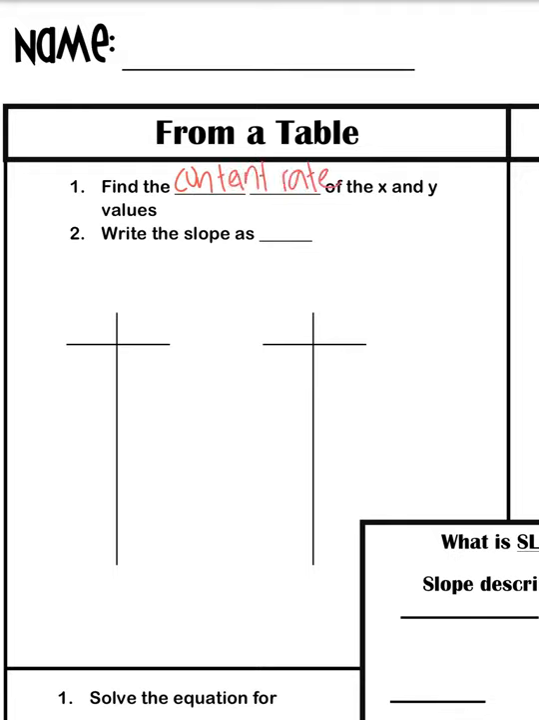We need to be able to find the constant rate of the x and y values. And the way we write this is we write the slope as y over x, where this is, once again, a fraction.